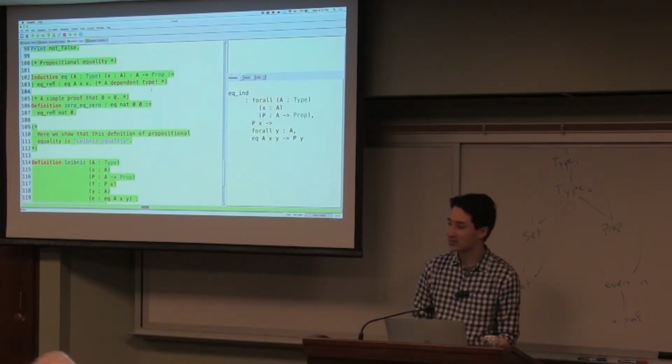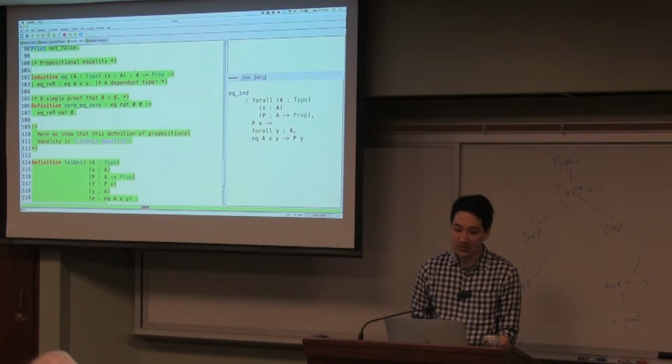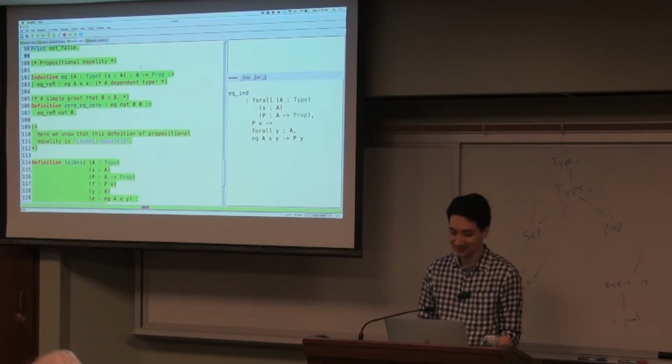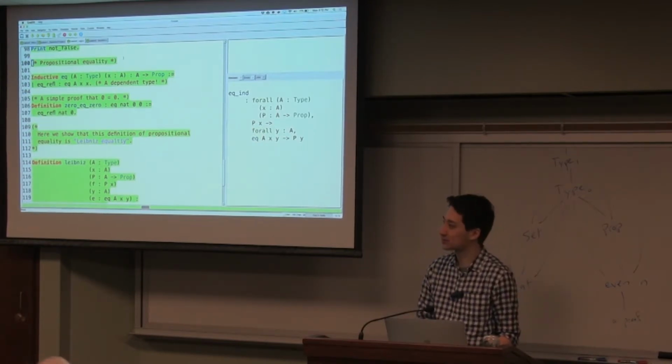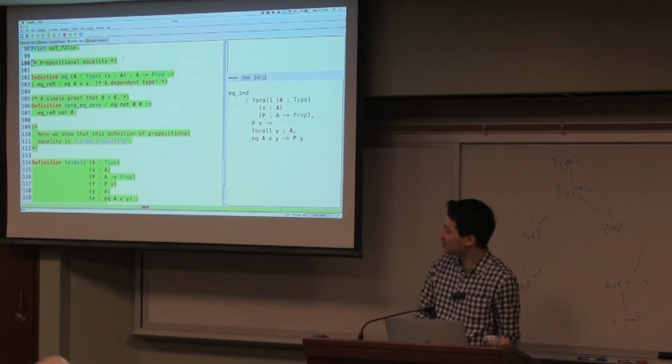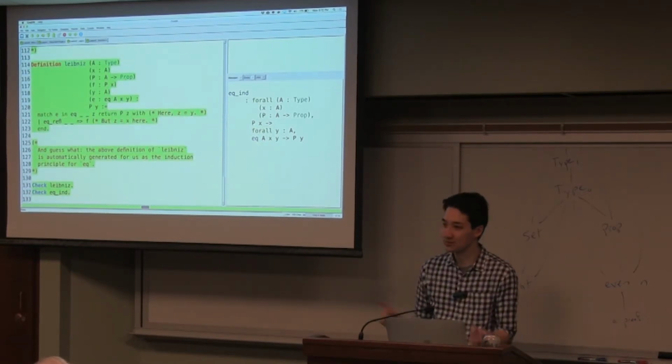So that's deeper than most people ever need to go. When you're doing everyday proofs, you don't normally have to think about this stuff. You just use the rewrite tactic.